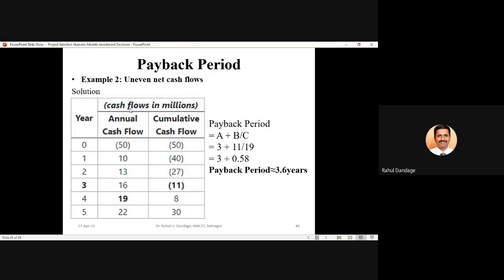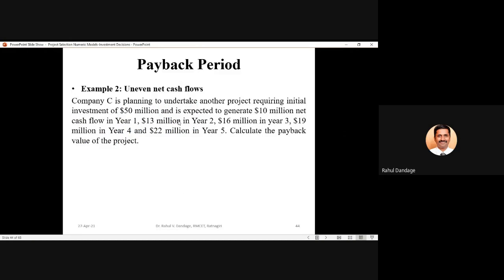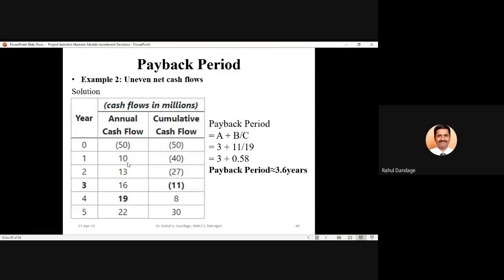So these are the cash flows. The bracket means this is negative, or a cash outflow. $50 million we are investing. Then in the first year we get $10 million, in the second we get $13 million, and in the third year we get $16 million. You can see we are still in negative. We have invested 50, so still 40 remaining, still 27 remaining, still $11 million remaining.